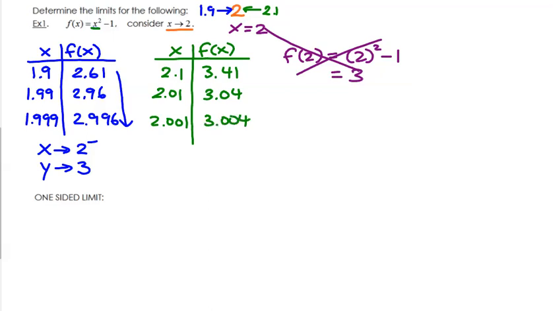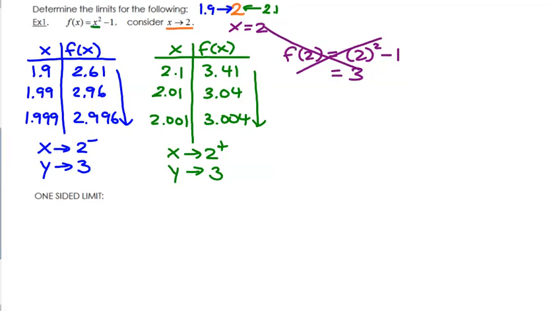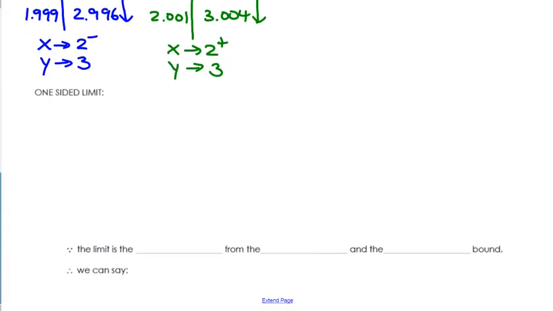So you'll notice that as x approaches 2 from the right, we put a plus to indicate that we're coming from the right, y appears to be approaching 3. Right? It goes from 3.41 all the way to 3.004. It's getting really close to 3. So we've analyzed both of the arrows from either end, from the left and the right, and it looks like they're both approaching 3. So that analysis is pretty important.